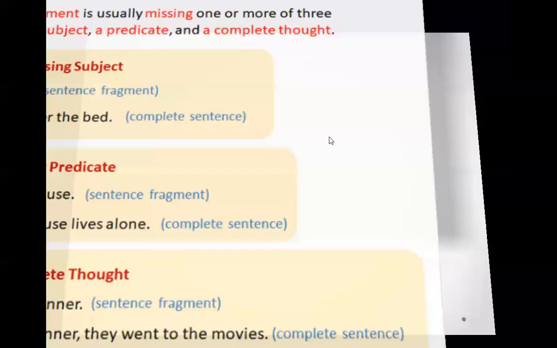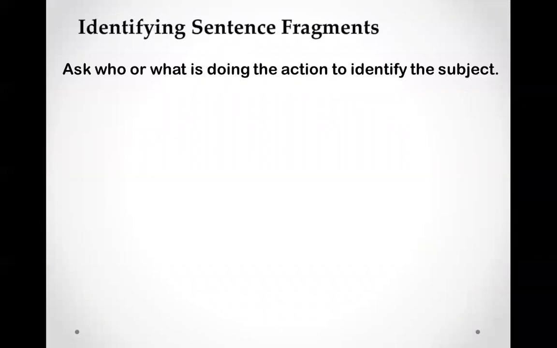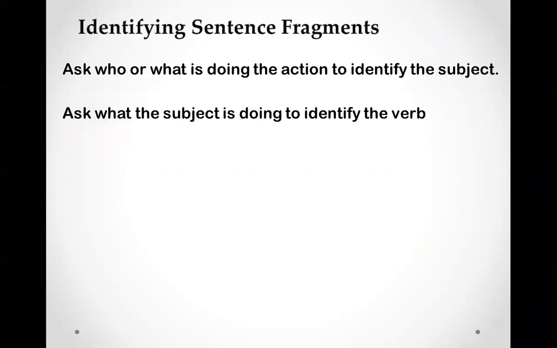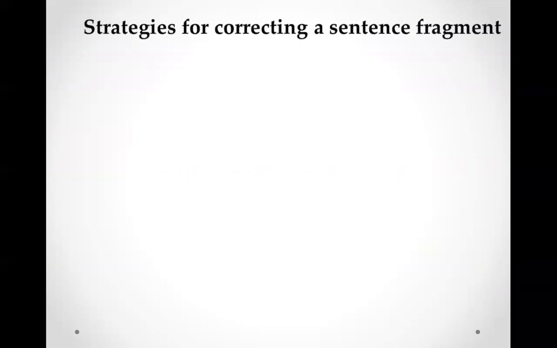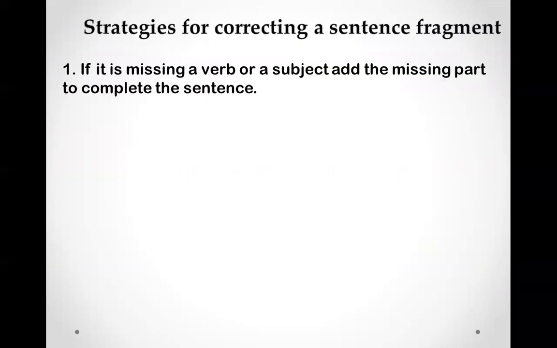What we care for, guys, is not only identifying the fragments, it's mainly how to correct the sentence fragment. How do we identify the sentence fragment? By asking for the subject, asking for the verb, and checking whether it is reflecting a complete meaning. So if I don't have the subject or the verb or the complete meaning, so this is a sentence fragment. And now we're going to start with strategies for correcting a sentence fragment. What do we do in order to correct the following sentence fragments? Step number one, or choice number one, because I have 4 choices. All of them are correct if used correctly.